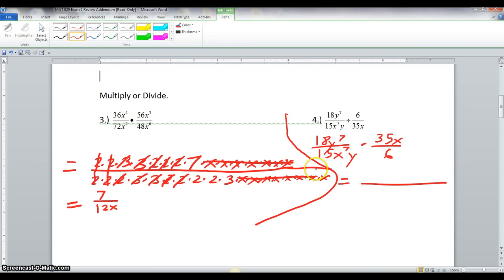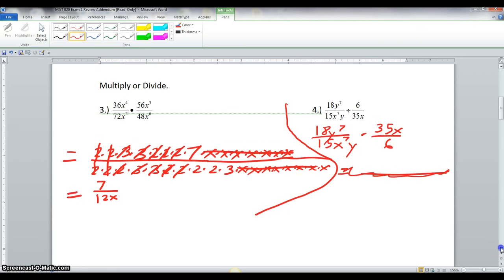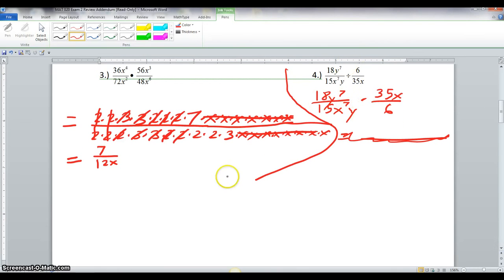Now what we would need to do, well, we need more space here. So let me put this down here. We need to do the prime factorization of 18, and I'll write that over here. That'll be 2 and 9, and then 3 and 3. So it'll be 2, 3, and 3 for 18. And then we need the prime factorization of 35, which would just be 5 and 7.